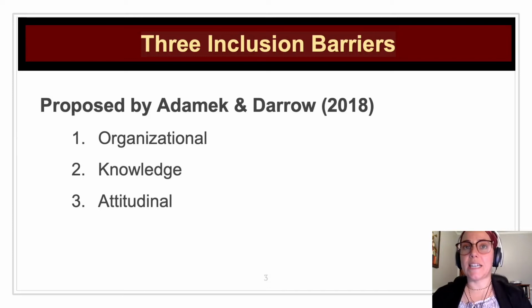In 2018, Adamek and Darrow presented 3 barriers to successful inclusion and strategies to overcome them. These barriers aligned with 3 main categories: organizational, knowledge, and attitudinal. Organizational barriers are those pertaining to school and lesson structure, classroom management, objective setting, and instruction delivery.